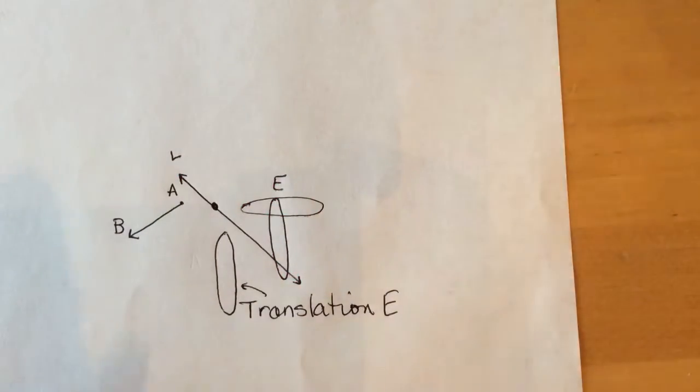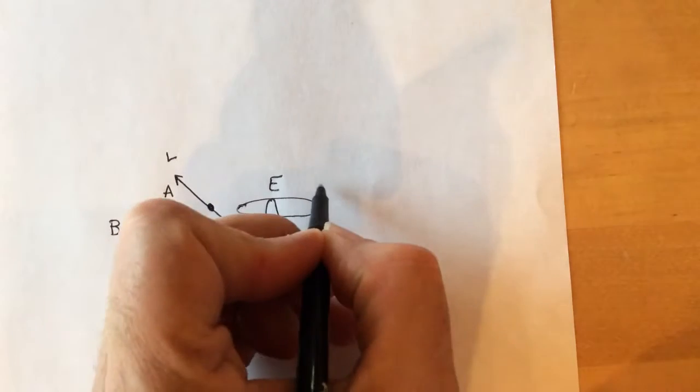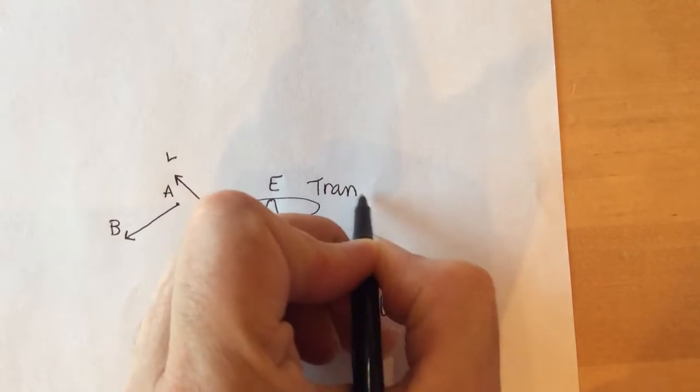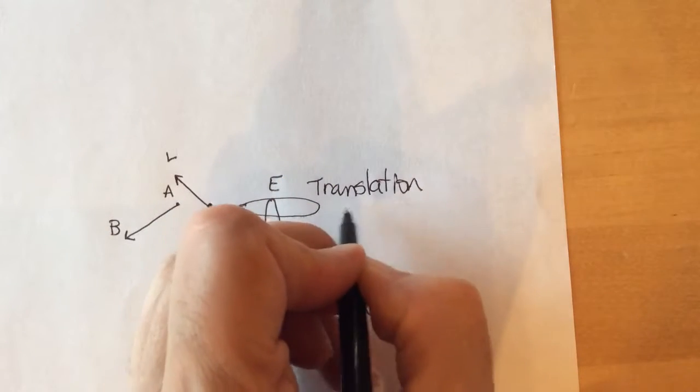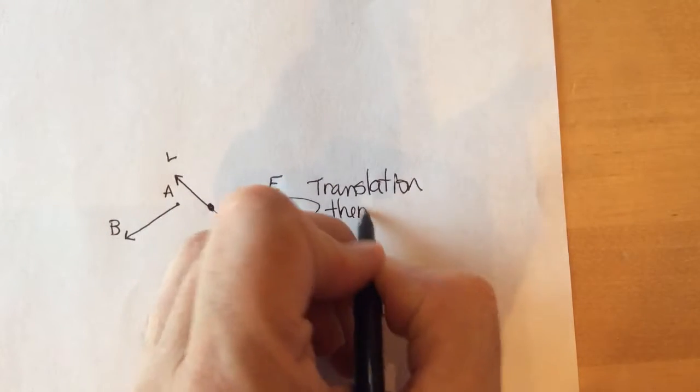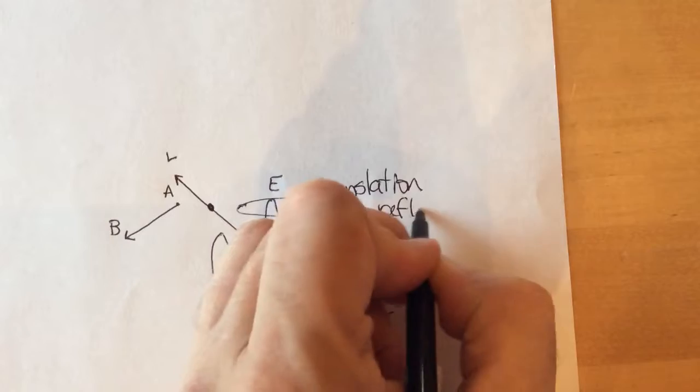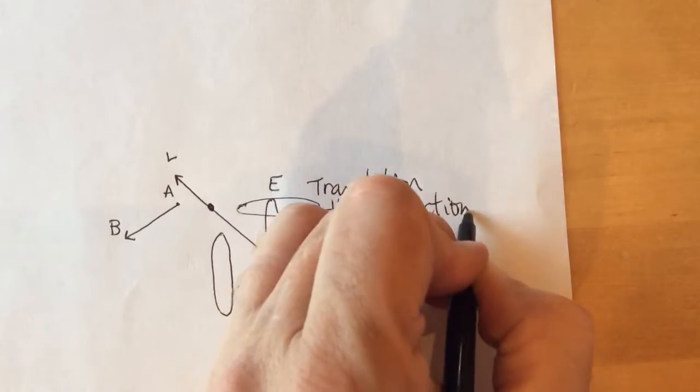So this one is translation, then reflection. Translation, then reflection of E.